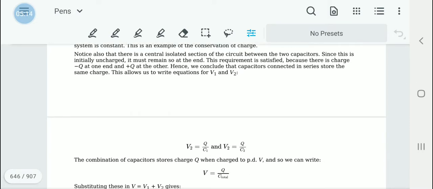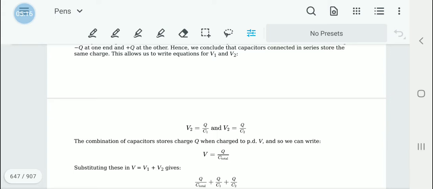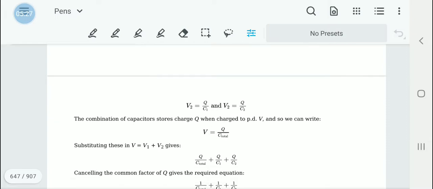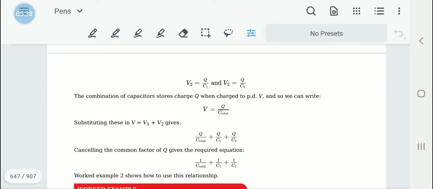This allows us to write an equation V1 equals Q upon C1 and V2 equals Q upon C2, because it is the same charge, right? So then we get that the combination of the capacitors stores charge Q when there is a PD of V. So we get V equals Q upon C total. Then instead of V, we can write V1 plus V2.